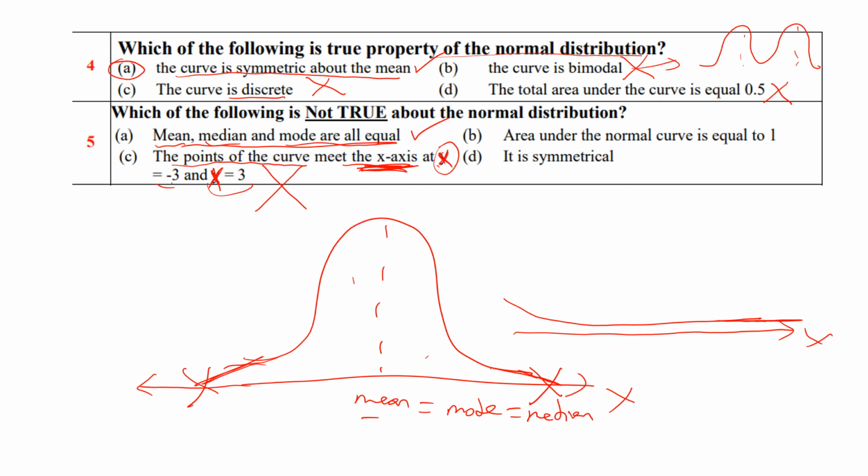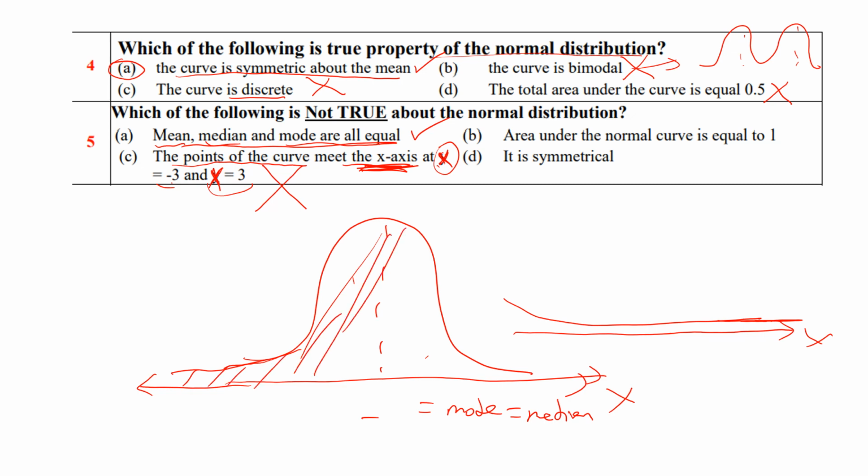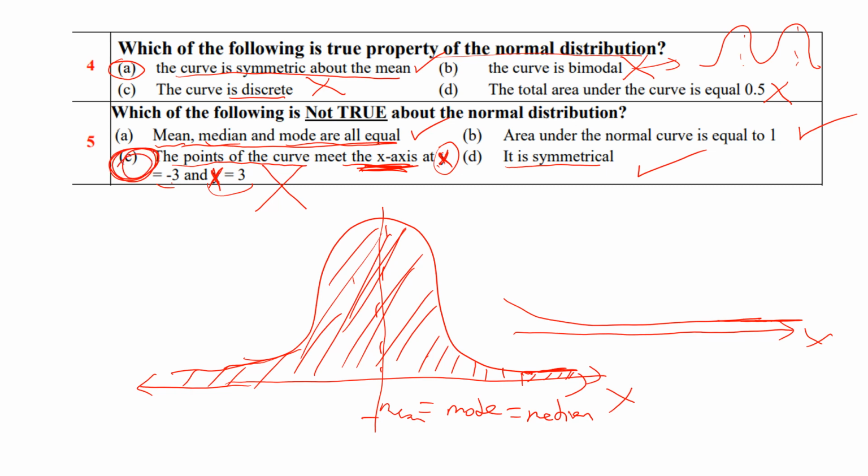And the area under the normal curve is equal to 1. So this is true, because the area under the normal curve is always 1. It's designed this way, so it has to be 1. Because this is a continuous probability distribution, and it's symmetrical. We can say it's symmetric with respect to the mean here. So this is true, and the only thing that's not true is C then.